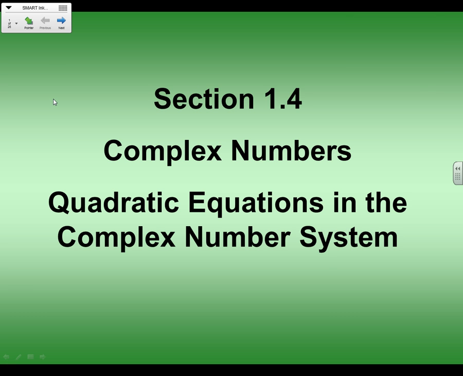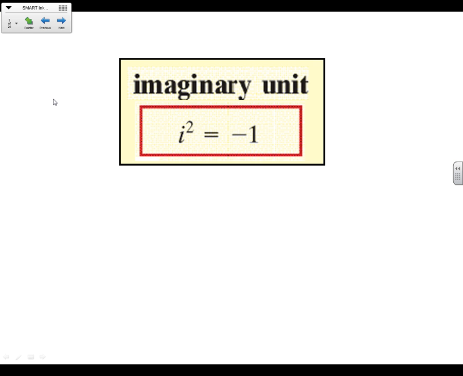All right, let's get started with 1-4, complex numbers, quadratic equations in the complex number system. So we're going to introduce imaginary numbers in this section. Up till now, we have not been able to square root negative numbers, right? It hasn't been allowed. So we're going to introduce complex numbers where we can square root a negative.